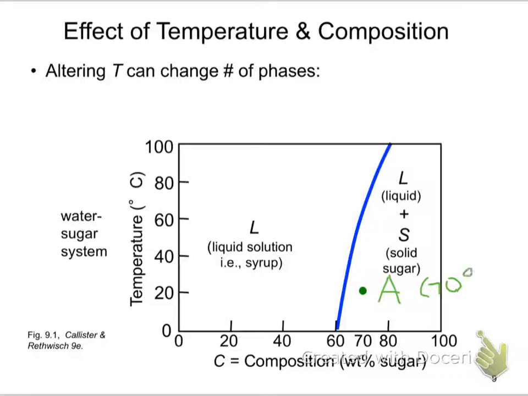70% sugar, and we're at 20 degrees, then if we heat this up, we could maybe go up to, say, this point. I'm going to switch colors to this. Okay, and I'm going to call this point B, which is now still at 70% sugar, but we're now at maybe 90 degrees instead of 20. All right, and then let's say we add more sugar.